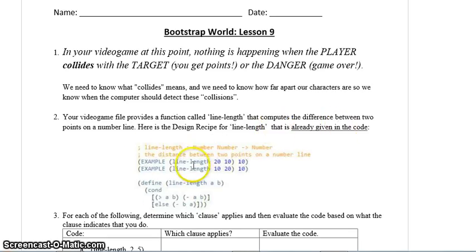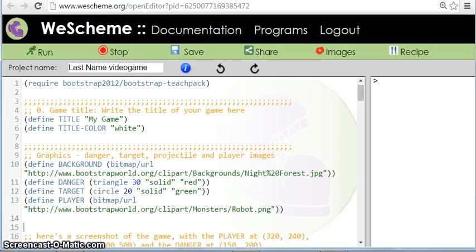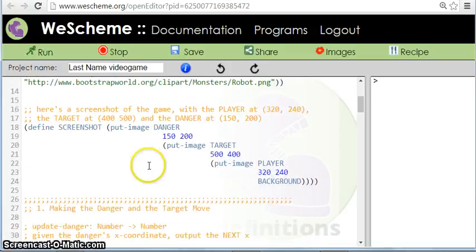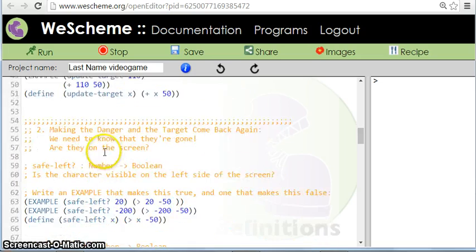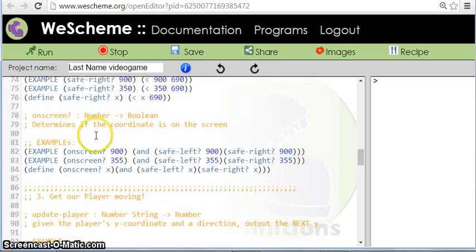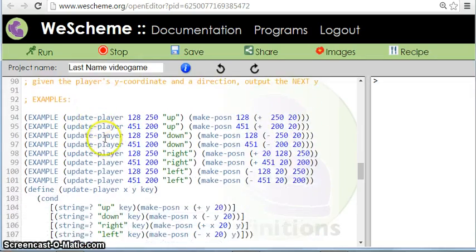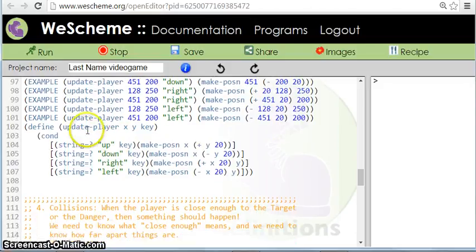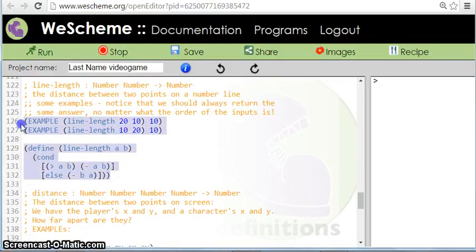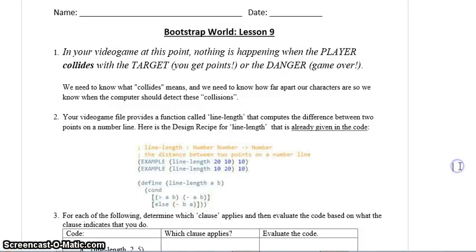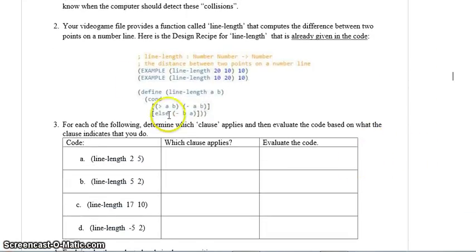So this image right here is actually a screenshot from some of the code that's already in your video game. So in our video game, we have already loaded in the code for update danger, update target, safe left, safe right, on screen, update player, which we just did in lesson 8, and now in lesson 9, this line length code already exists in your video game. So let's explore what this code is doing and why it's used.